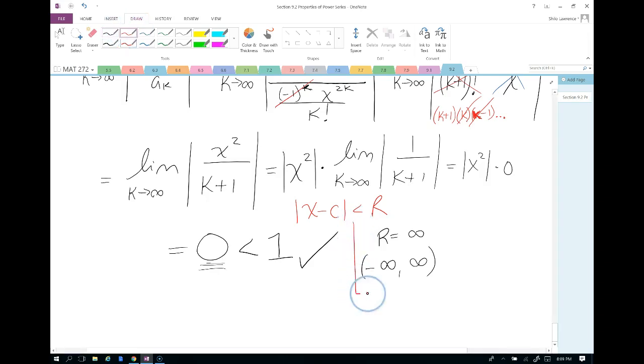So we've got a radius of infinity, which means from our center of 0, and I know the center is 0 because I can look and see if there's anything being subtracted from my x, from the center of 0, we're allowed to go infinity to the left and infinity to the right. So we get negative infinity to positive infinity.